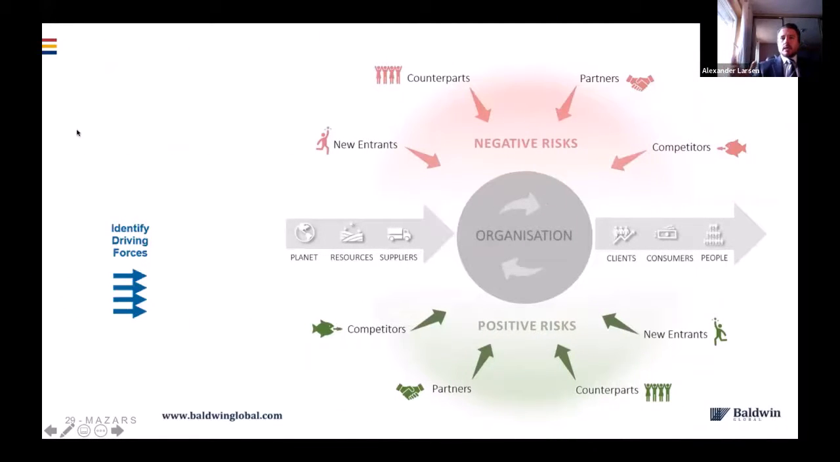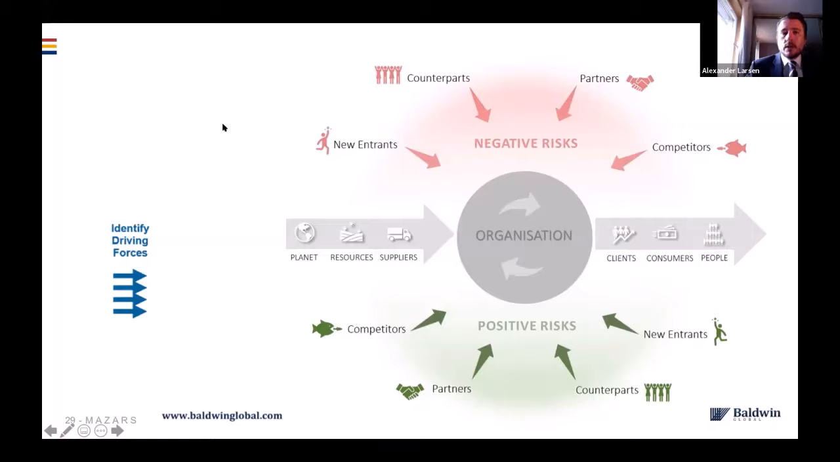Another way we can look at this to really understand our vulnerabilities is to build a map of our organization. In the model that we tend to use, if this is your organization in the center, what are all the influencing factors that will impact you? Whether it's planet, resources, and suppliers coming into the organization, or our clients and consumers, and whether their buying habits are going to change, or the people that are the outputs of the organization. And then all the negative and positive risks that could potentially impact that business, whether it's new entrants to the market, new technologies, competitors, partners, or counterparts. We want to look at the negatives pushing down against us, but the positives as well.